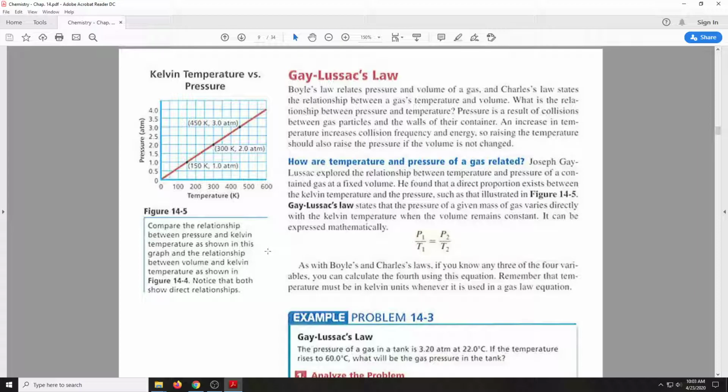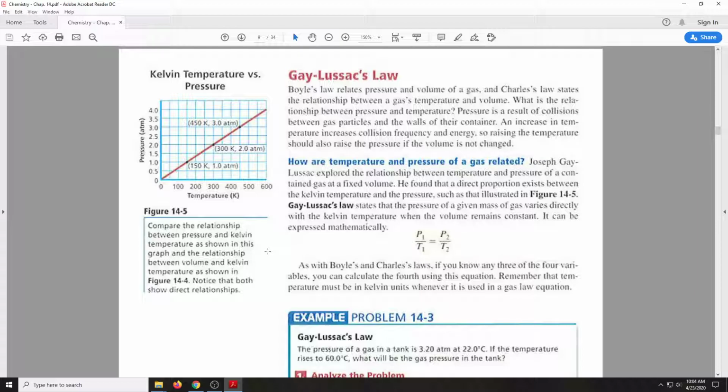He found that a direct proportion exists between the Kelvin temperature and the pressure. Gay-Lussac's law states that the pressure of a given mass of gas varies directly with the Kelvin temperature when the volume remains constant. It can be expressed mathematically as P1 over T1 equals P2 over T2. So the first set of conditions has to equal the second set of conditions.